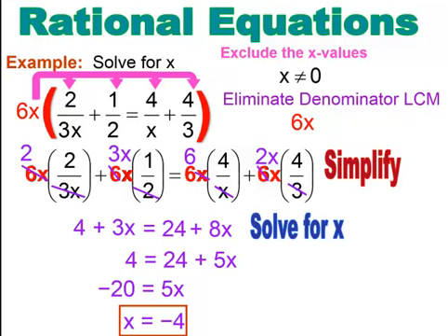So I'm just checking to make sure that the value that I found for this rational equation is not the value that it cannot be. So you see here, x cannot equal 0, so x equals negative 4 is a solution.